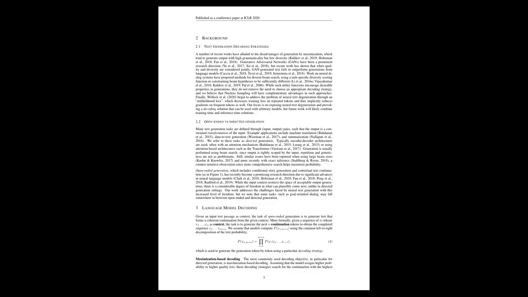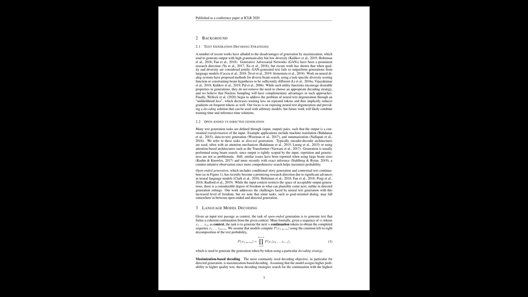The conference paper at ICLR 2020 discusses text generation and decoding strategies in neural language models. It addresses the issues with generation by maximization, which often produces text with high grammaticality but low diversity. While generative adversarial networks, GANs, have been a popular research area, studies have found that GANs do not outperform language models in producing both high-quality and diverse text. To improve diversity, researchers have proposed diverse beam search methods for neural dialogue systems, including scoring functions for diversity and constraints on beam hypotheses. The paper also distinguishes between open-ended and directed text generation tasks.